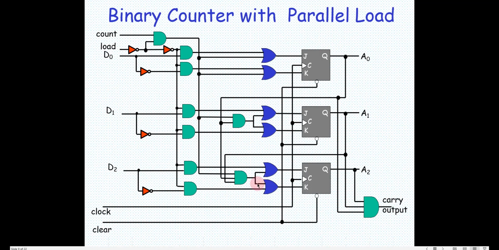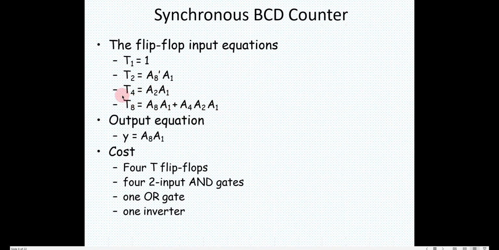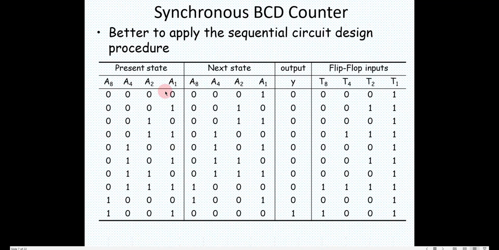So if I realize a circuit, I can realize a circuit like this. These are the equations, so for T1 I can give 1 straight away. For T2, the toggle of the next most significant bit, A8 bar and A1. So for the next signal I will put an AND operation. So this is how I can design. I have explained it by visual inspection, because it is going sequentially. That is the reason.